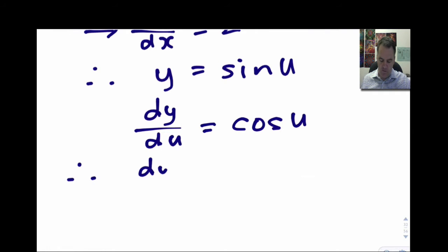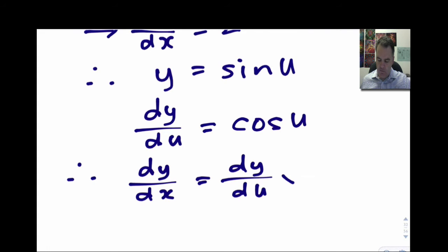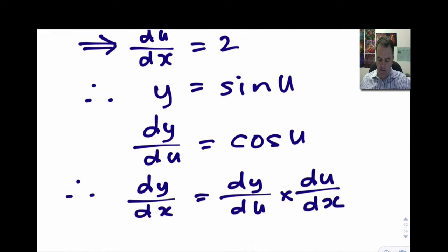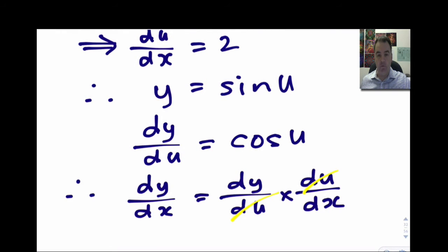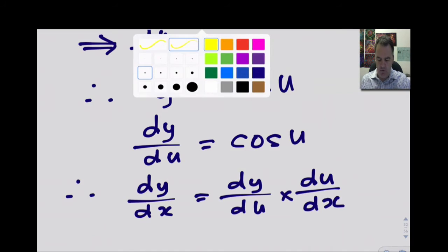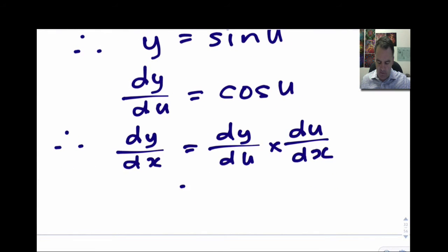What we want is dy dx. And the chain rule says that is dy du times du dx. Okay, you can see how this would work. Those two could cancel there and we're left with dy dx. So that's how the chain rule works here, with these derivatives behaving like fractions. Because they're not actually fractions, but they behave like them.